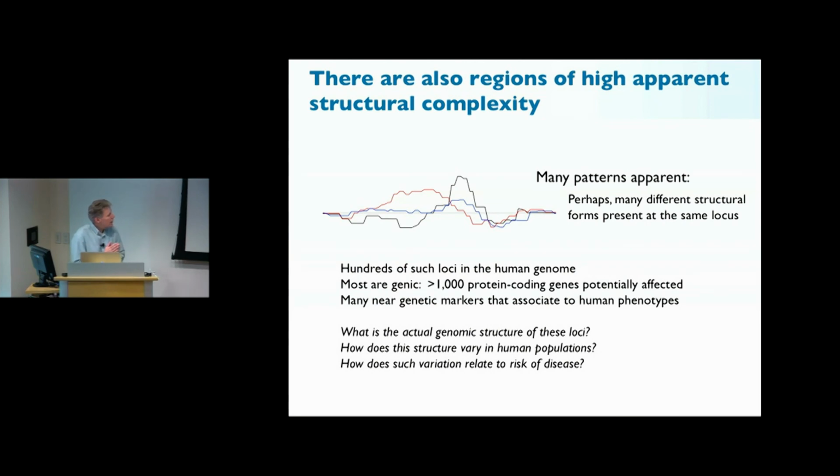And so we became really interested in focusing on this and asking some questions like, at these loci where the patterns aren't so clear, what are the actual genomic structures that we're looking at? How is this structure varying in the human population? How many different forms does it exist in, and at what frequencies? And how does it relate to disease? Are these different structures actually driving disease, and are they important for human health?